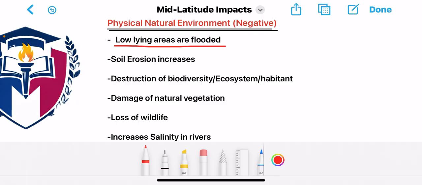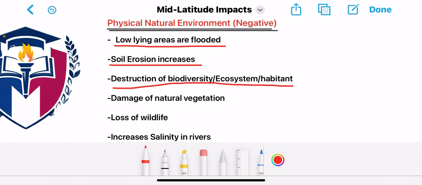And some animals live near the river. Those animals that live there will never have a place to live, because why? Those areas are flooded. Soil erosion increases. We know that after heavy rainfall, soil erosion occurs. Destruction of biodiversity, habitat, or ecosystems.